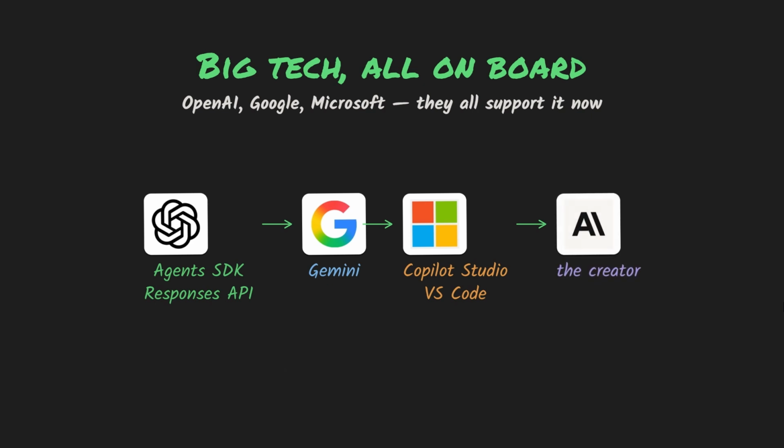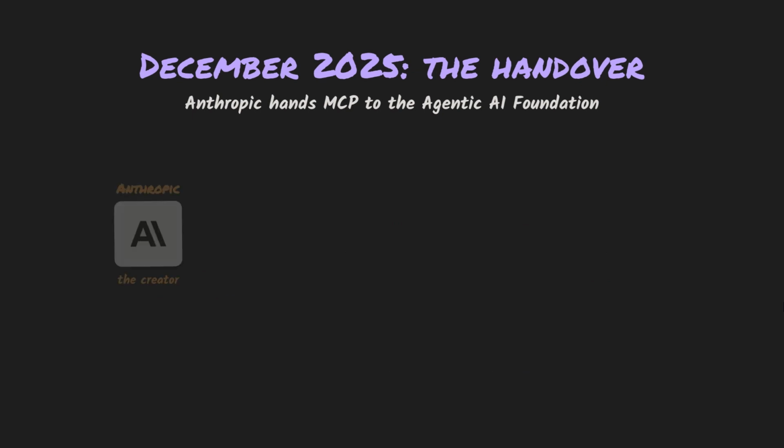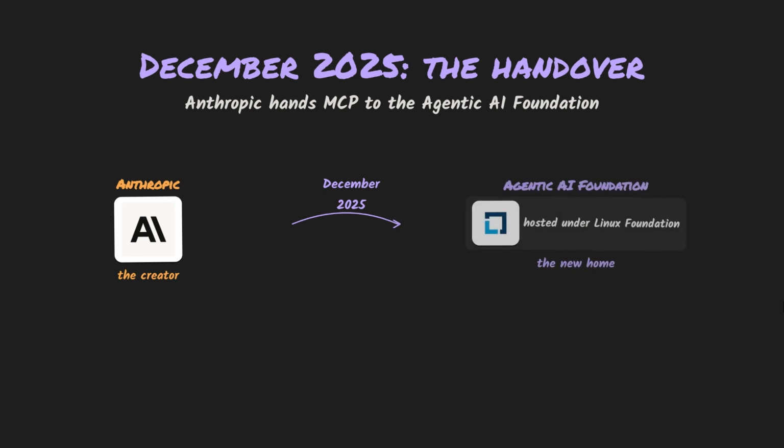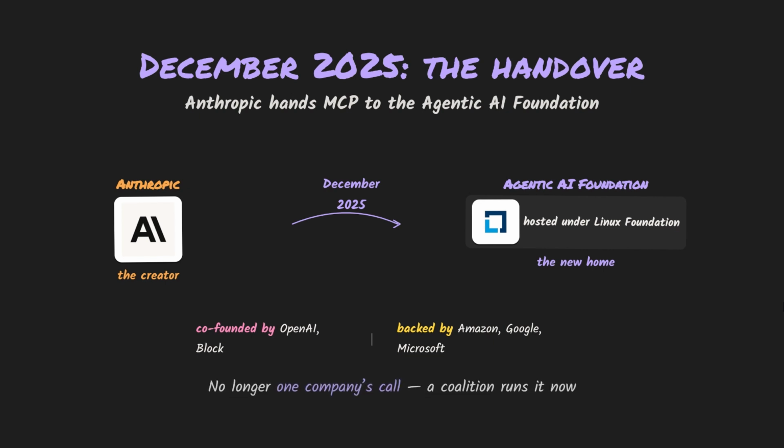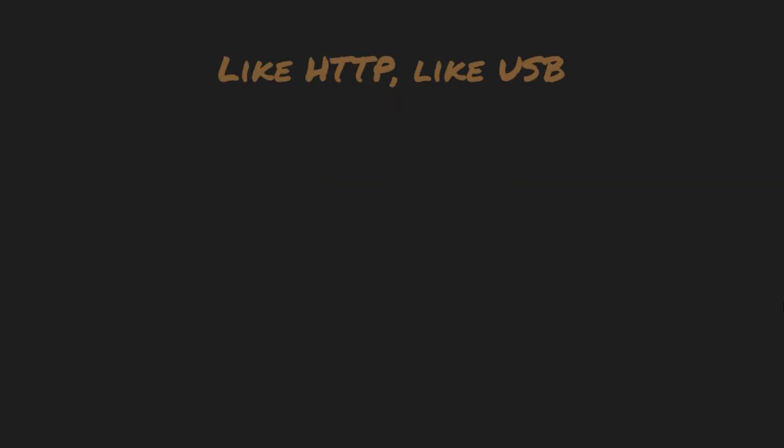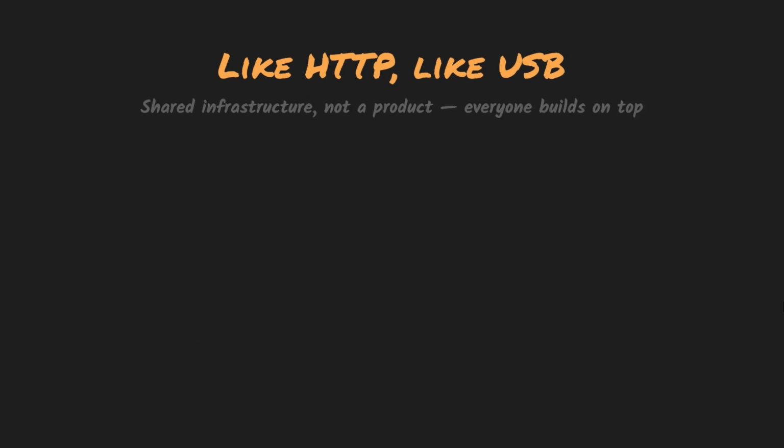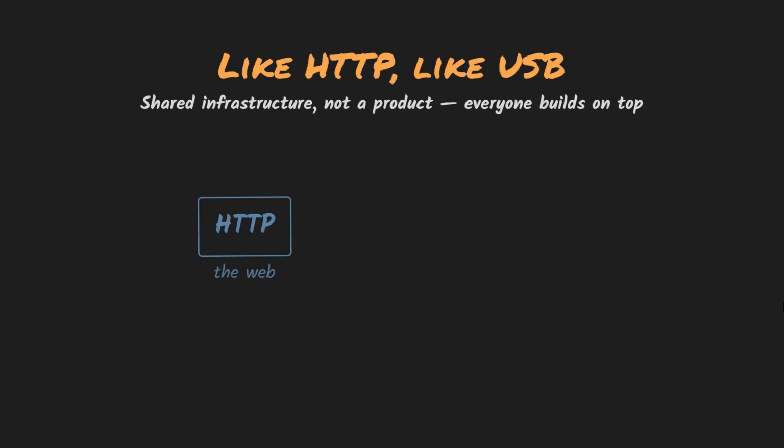In December 2025, Anthropic actually handed control of the protocol over to a new group called the Agentic AI Foundation, hosted under the Linux Foundation, with OpenAI and a company called Block joining as co-founders, and backing from Amazon, Google, Microsoft, and others. That matters because it means MCP is no longer just one company's project. It's shared infrastructure now, closer to something like HTTP or USB, a standard everyone builds on top of instead of competing against.